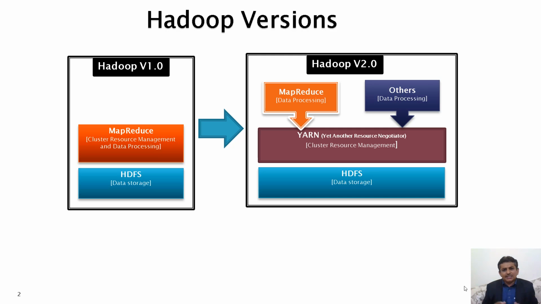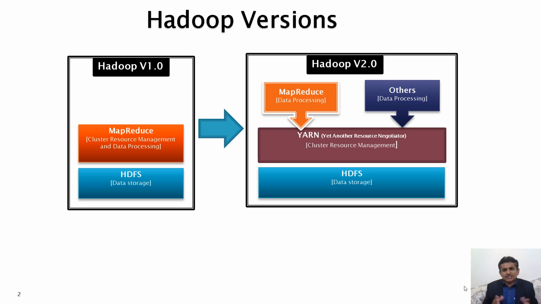Some changes were made in the first version of Hadoop. In Hadoop 2.0, the tasks of MapReduce were divided, so a new component named Yarn was introduced. The version 2.0 contains the following components. The first one is the HDFS that deals with data storage. Next was the Yarn. Yarn is Yet Another Resource Negotiator. It is only used for cluster resource management. MapReduce was limited only to the task of data processing.